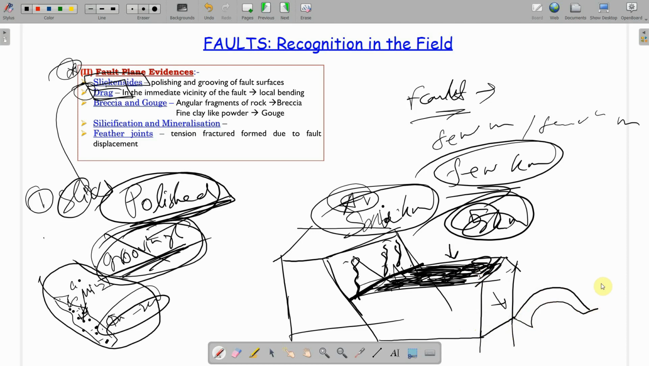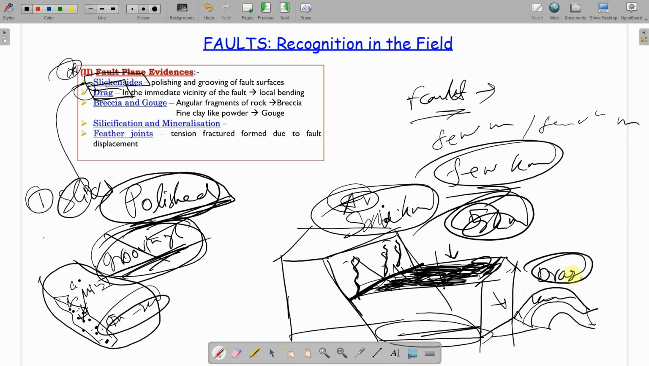So when it's coming down, it's basically repelling the existing material at this position. And the strata is bending in the immediate vicinity of the fault. The end of the strata may bend up, or it may bend down. So if you are keeping this block in this position, then this strata will be bent. This is a fold-like structure.